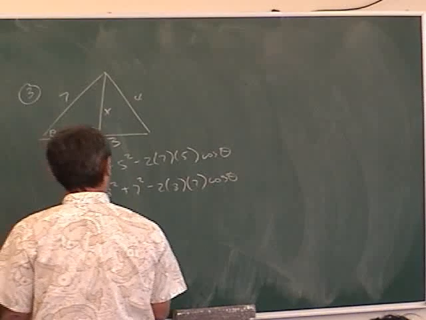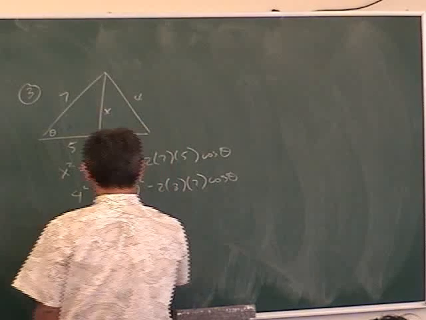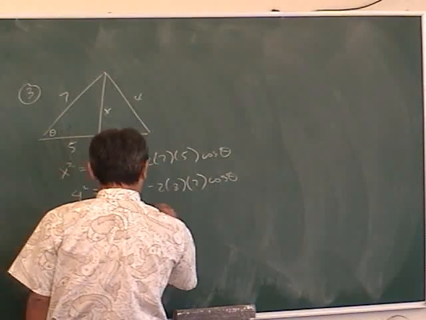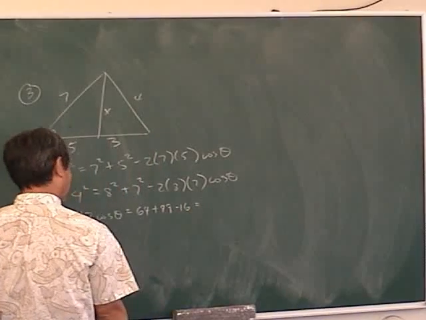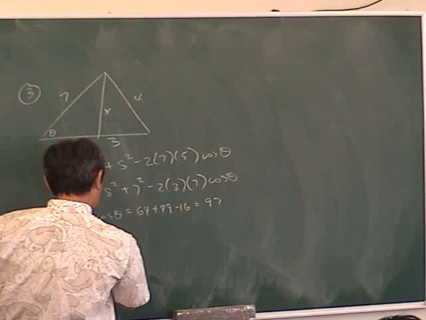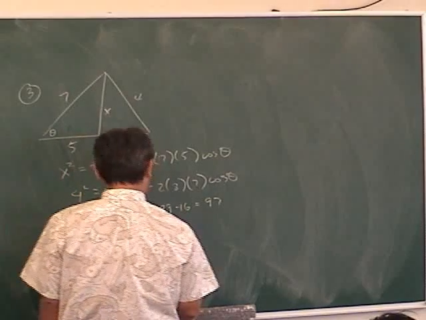You want me to finish the problem? Okay, 56 times 2, so 112 cosine theta is equal to 64 plus 49 minus 16, which is 97. So cosine theta is equal to 97 over 112. Can that be reduced? No.